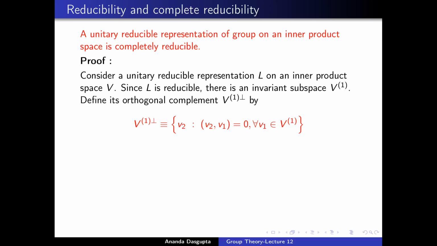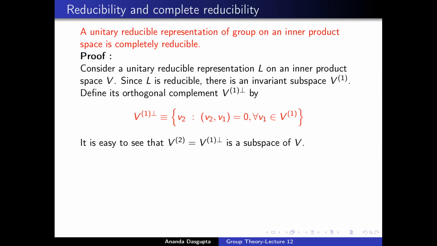So in other words, capital V1 perpendicular is a set of all vectors which are orthogonal to every vector in capital V1. Now what you can easily check is that this V1 perpendicular, which we can also call V2 now, is a subspace of capital V. As we will now show, this vector space V2 is also invariant under L of G for all small g belonging to capital G. The way we do that is the following. We start with any vector small v2 in capital V2.